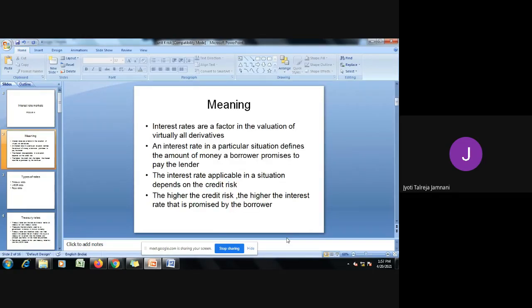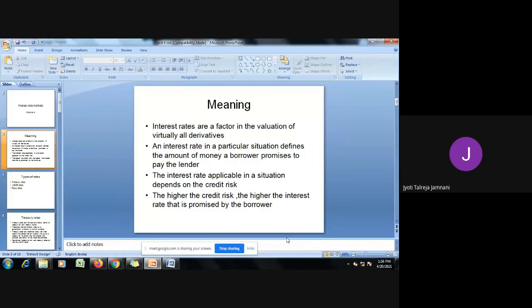What is interest rate? Interest rates are a factor in the valuation of virtually all derivatives. If you remember, when we did sums on futures and calculation of future value, we used the formula F naught is equal to S naught e raised to RT. That R is the rate. So in all the derivatives calculations, that R, the interest rate, is very, very important, without which you cannot find the value of a derivative instrument.